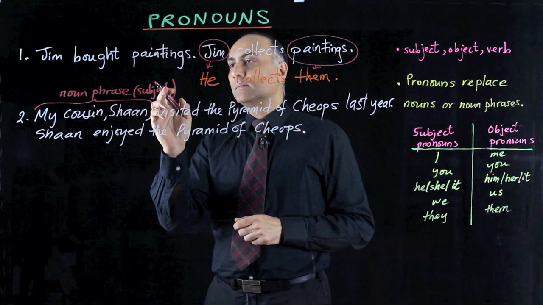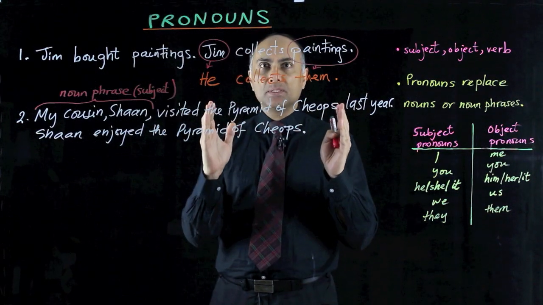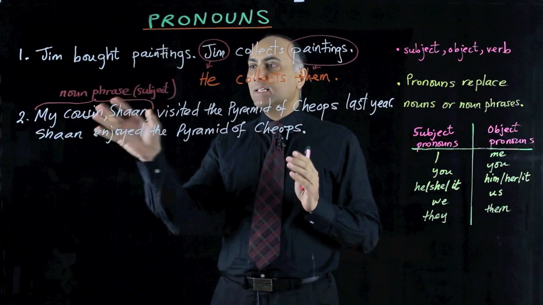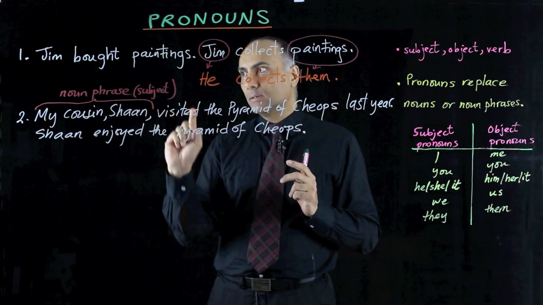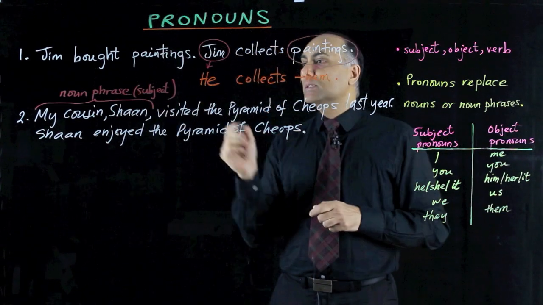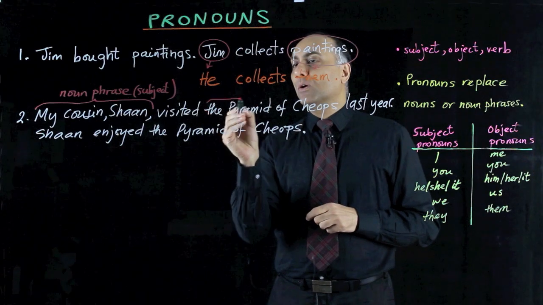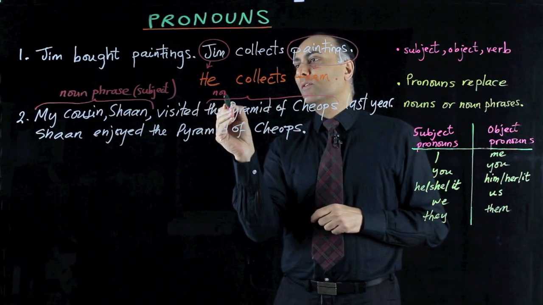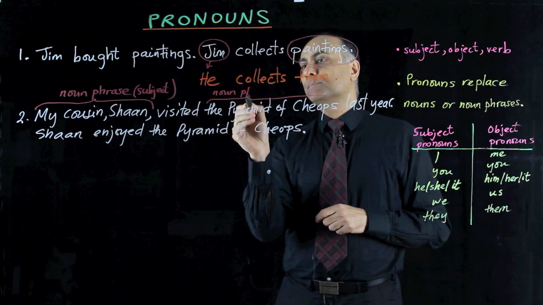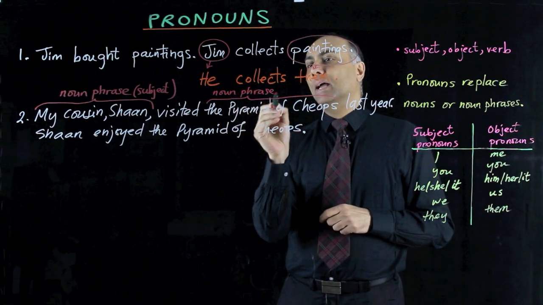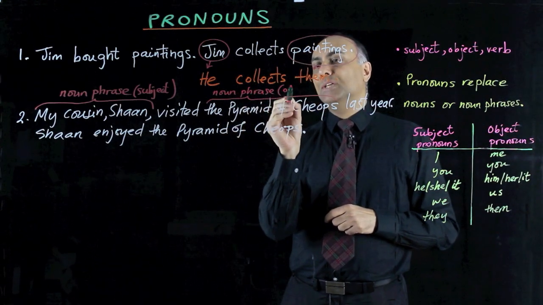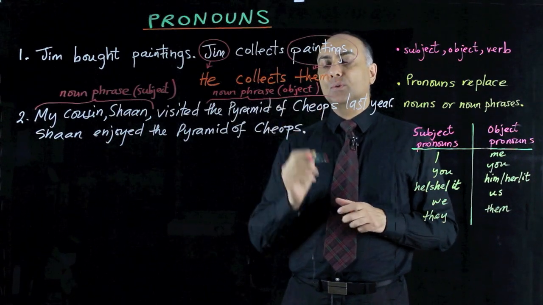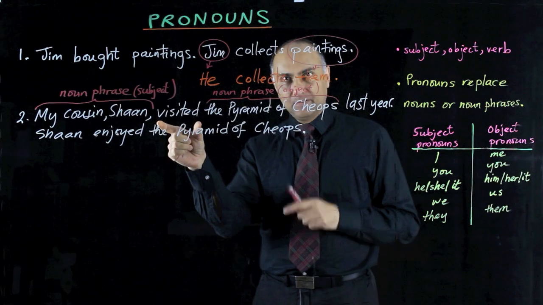of this sentence. The pyramid of Cheops is the object of this sentence. It is the thing that was visited by the subject. So the pyramid of Cheops is another noun phrase, and it acts as the object of this sentence. So it is the thing that is being visited.